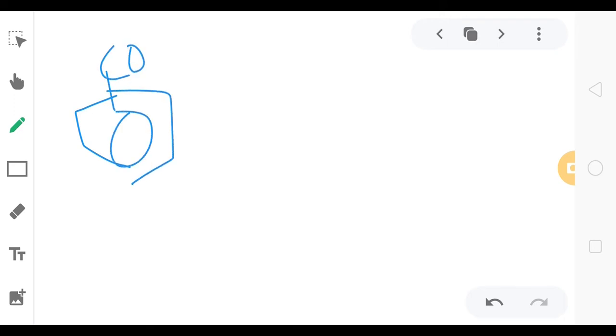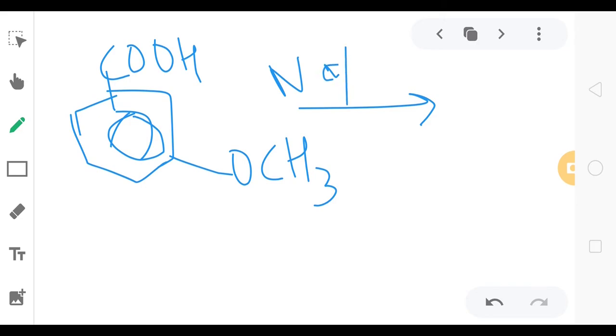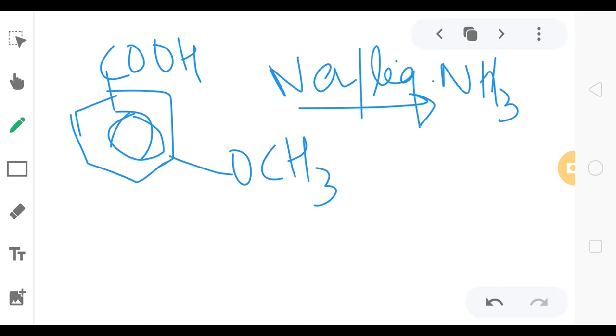One more thing: if you have a question like this, what will you do? COOH and OCH3, both substituents are present in your substrate, and you have to carry out the Birch reduction. Then how will you proceed? Tell me, otherwise I will tell you. Try to do it on your own; at least you have to try.